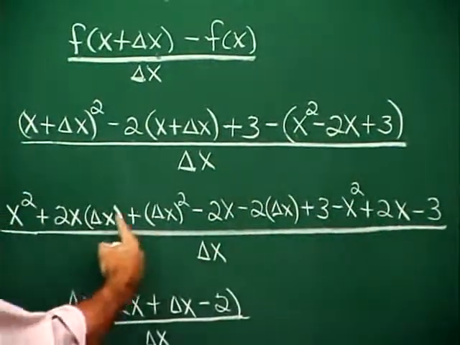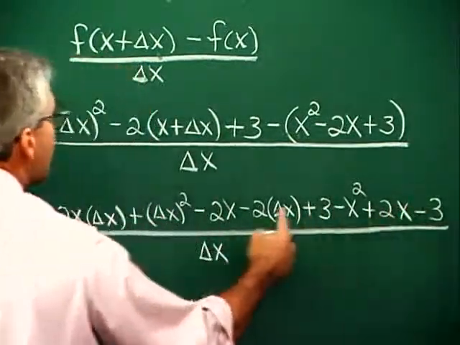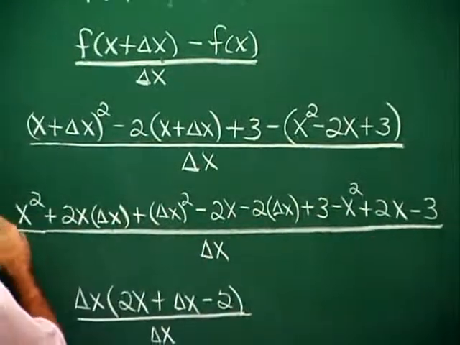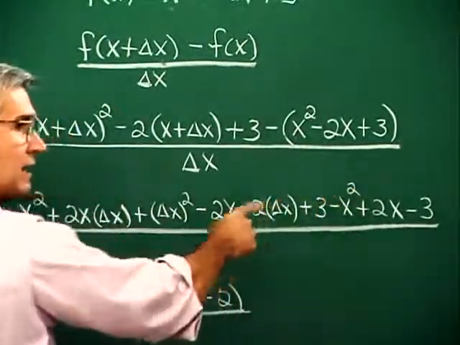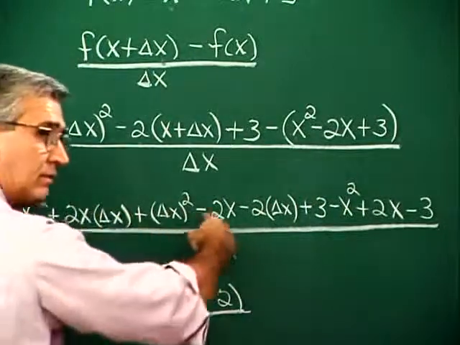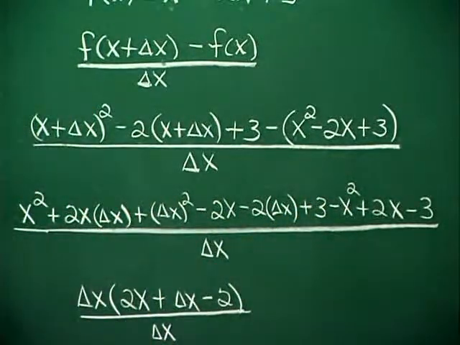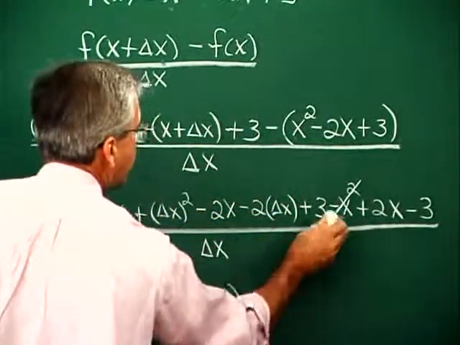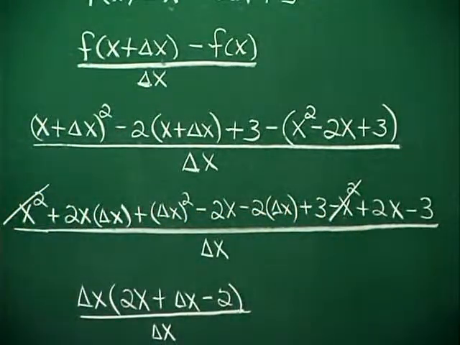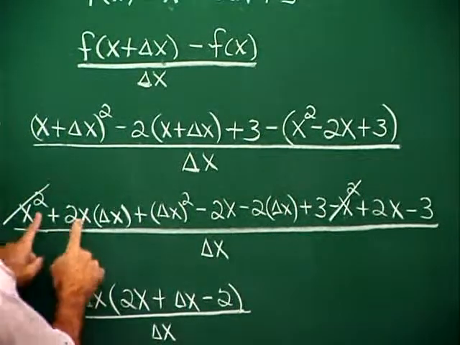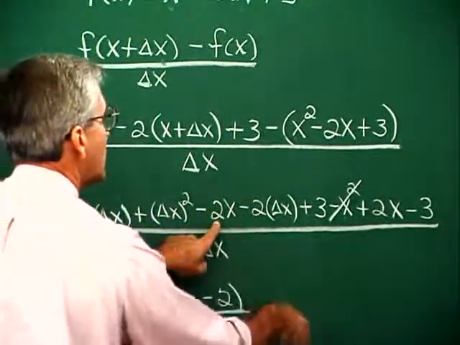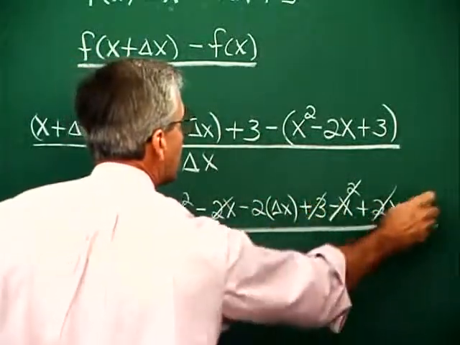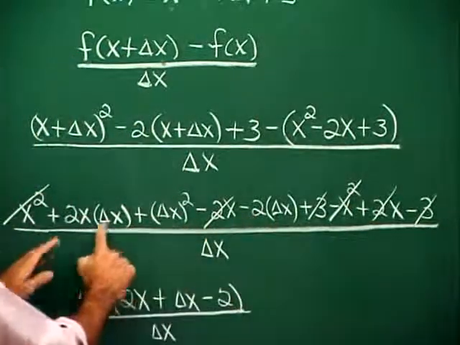Now we have a big string of terms here, but the nice thing about this is that when you do it 50 times, you'll realize that you're looking for every term not involving delta x to cancel. Every term not involving delta x. So x squared, there's bound to be a negative x squared somewhere. Here it is. So that's basically what you're looking for. All right, the minus 2x, we need a plus 2x. There it is. And then this plus 3 minus 3, they go out. All right, so all we have is terms that involve delta x.